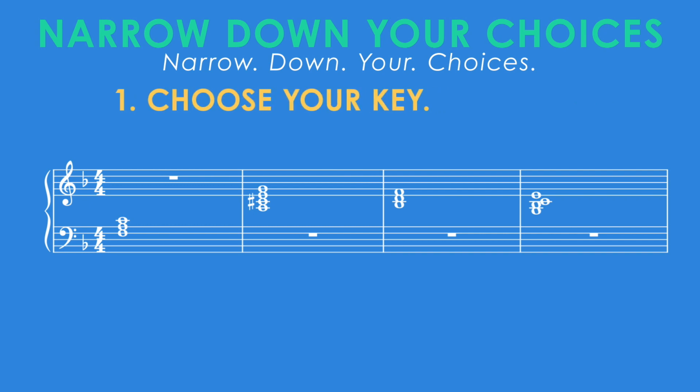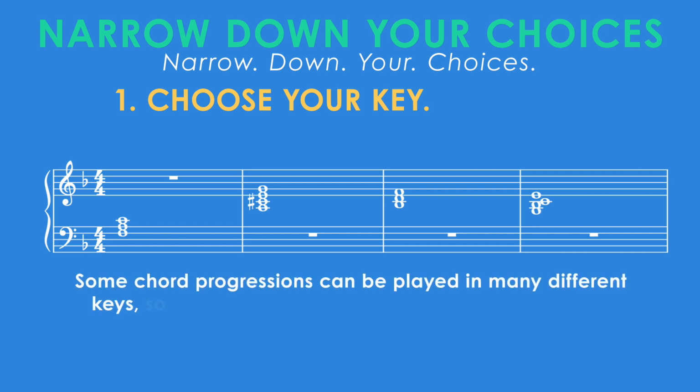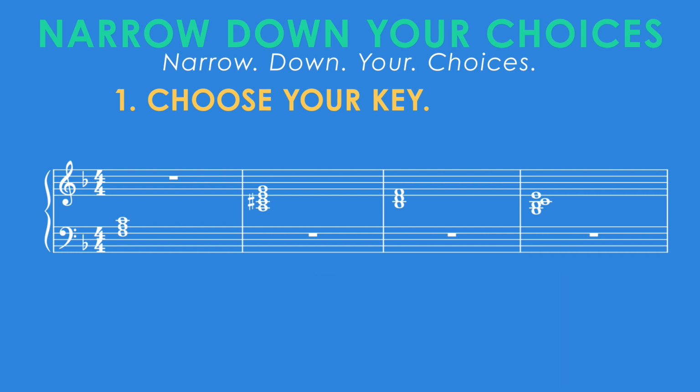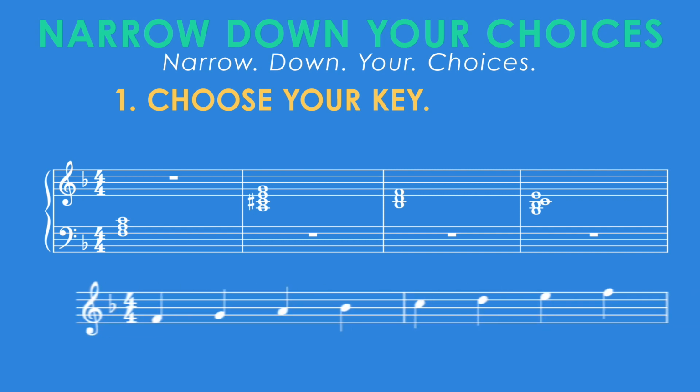First, decide what key your chord progression is in, because you'll use the notes of that key to write your melody later. Some chord progressions can be played in many different keys, so by choosing a key now, it will help you narrow down your choices of notes for your melody later. So instead of being able to choose from all the notes on the keyboard for our melody, if we say this chord progression is in F major, we have narrowed down our note choices for melody to these 7.